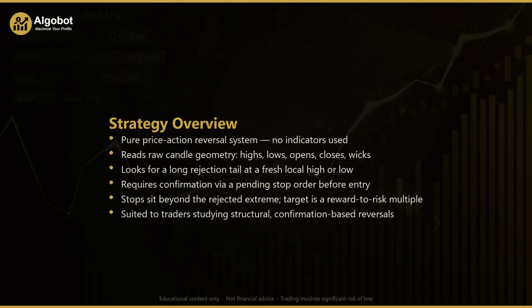Everything here is computed from raw candle geometry: the highs, the lows, the opens, the closes, and the lengths of the wicks. There are no moving averages, no oscillators, no average true range, nothing layered on top of the chart. That makes the logic transparent and easy to study. This style of system is most relevant for traders who are interested in structural, confirmation-based reversals, and who want to understand how a rules-based engine translates a visual candlestick pattern into precise, repeatable orders. It can be applied across different symbols and time frames, though every market behaves differently.